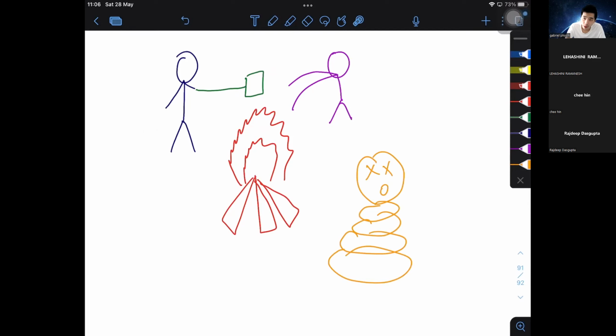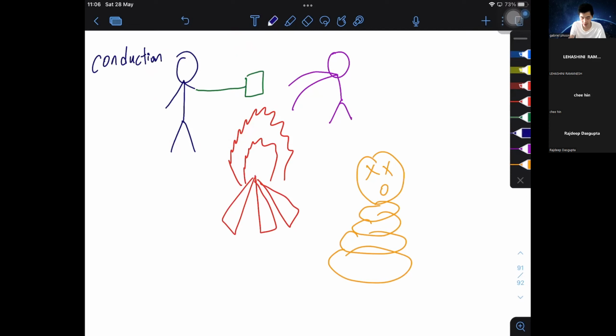Now, Leha, if you were to take a wild guess, in terms of heat transference, how do you think this guy is going to get heat from? Is he going to get heat from conduction, convection, or radiation? Leha? Conduction. Good, excellent. This guy is essentially going to get heat through conduction.